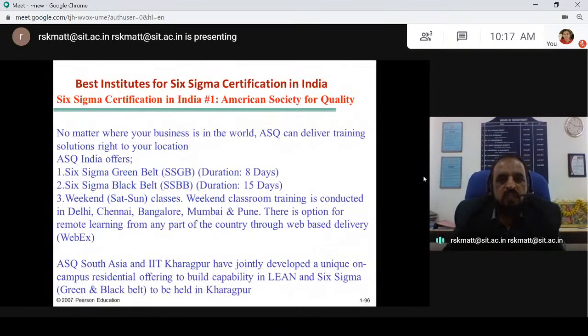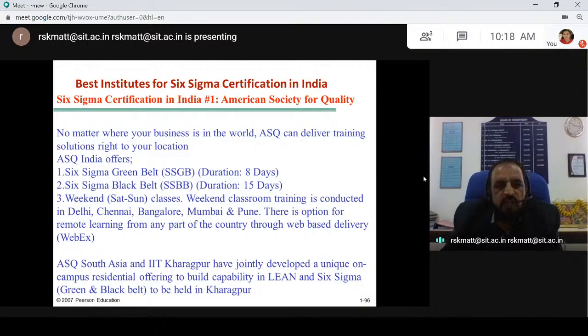Okay, so no matter where your business is in the world, ASQ can deliver training solutions right to your location. ASQ stands for American Society for Quality. It is a certification agency. Six Sigma Green Belt duration is 8 days. Six Sigma Black Belt duration is 15 days. They also conduct weekend Saturday and Sunday classes at Mumbai, Chennai, Bangalore, etc. You have an option of remote learning also, worldwide.